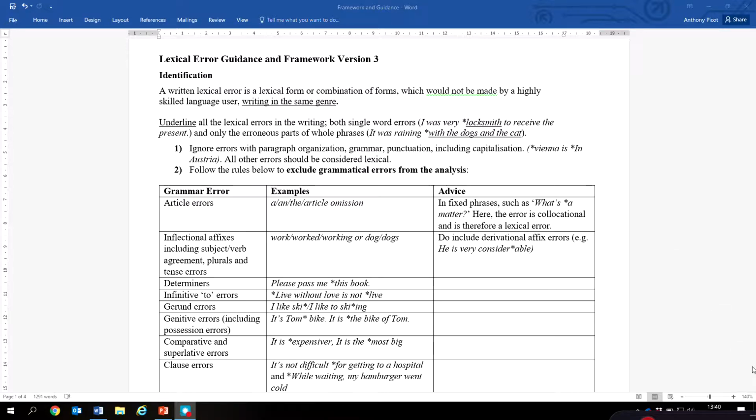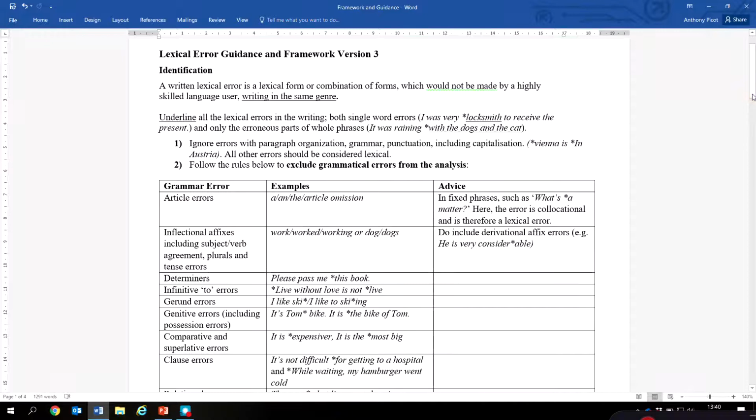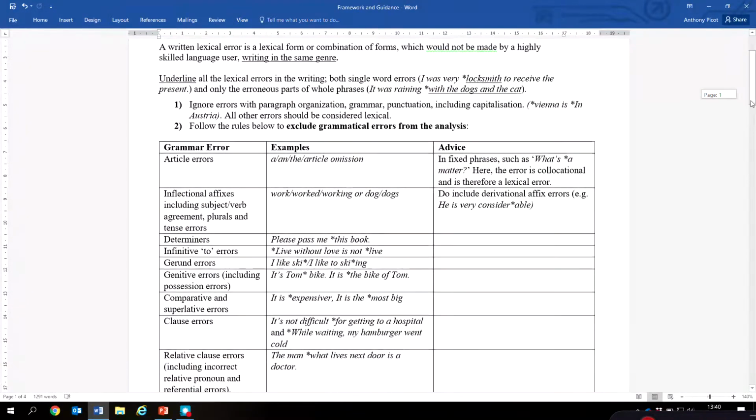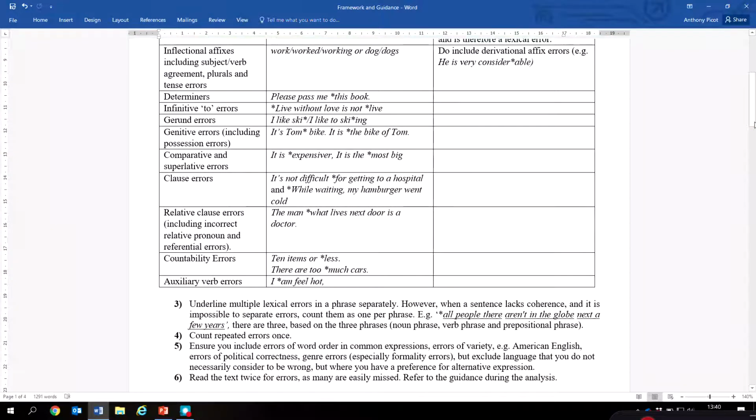Exclude errors with articles, subject-verb agreement, any errors with plurals, tense, determiners, the infinitive to, the gerund, the genitive case, possessive s, comparative, superlatives, clause errors, including relative clause errors, countability, and auxiliary verbs. Now, I do recognize that to consistently apply these rules, one needs to be quite confident with one's grammatical understanding of the language. But examples are included, and perhaps this is a prerequisite for teachers of English where this framework may be used anyway.